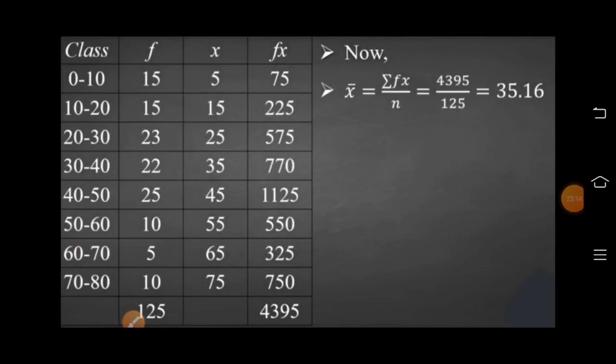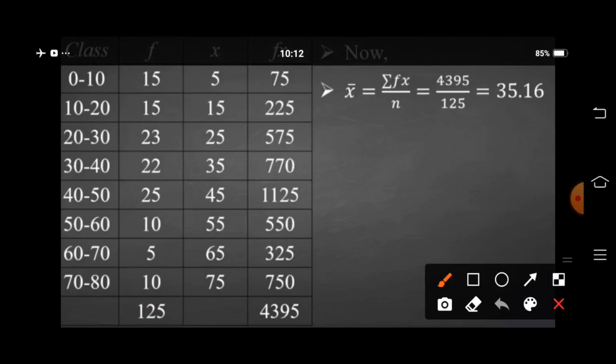Now students, make column according to classes given. Write down f frequency, then find out mid value of classes. We will get x, then find out fx, f multiplied by x, then find out total 4395. Then total of f frequency column would be n, 125. Dividing, we will get x bar equal to 35.16.